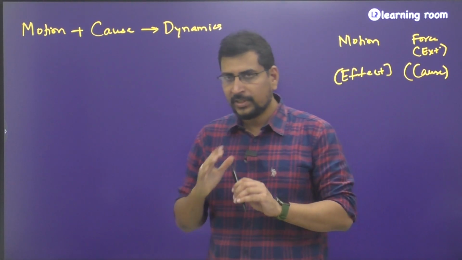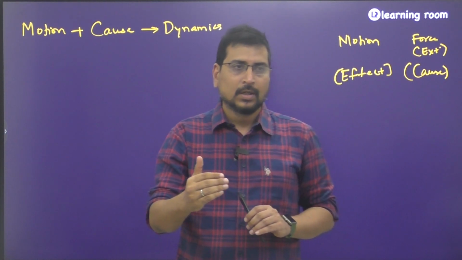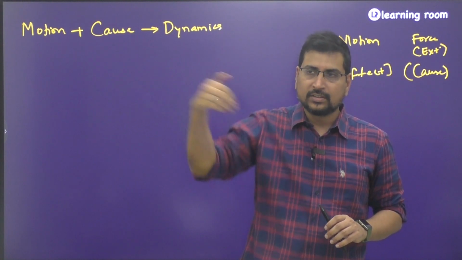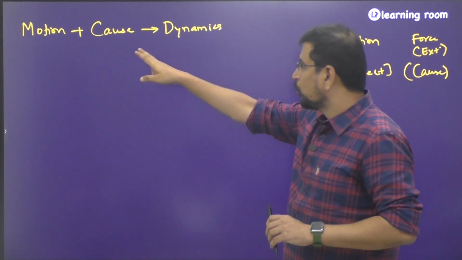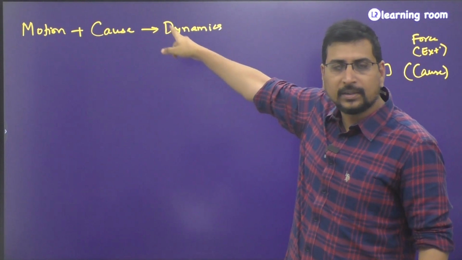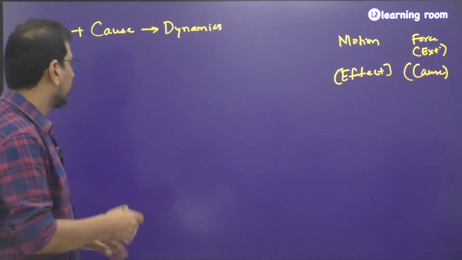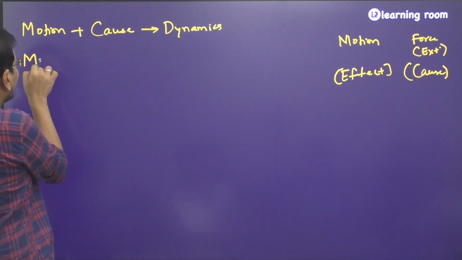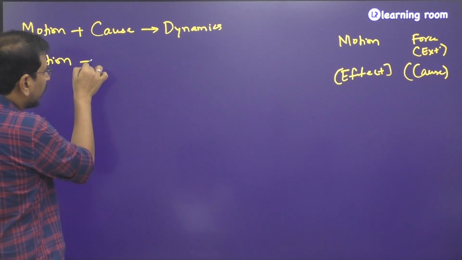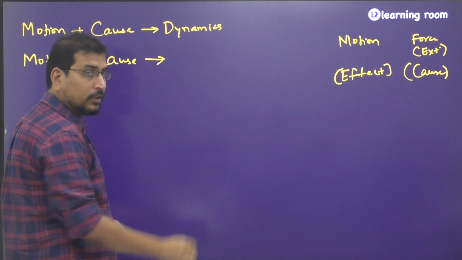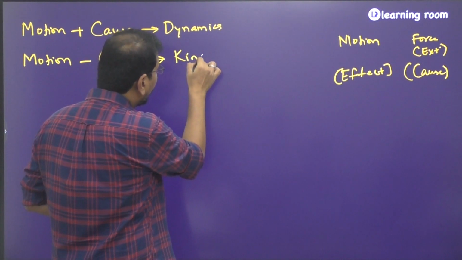So what you're doing is you're basically studying the motion of an object, but parallelly, what are you trying to understand? Who made that object move? That is the cause. If you're studying both these things simultaneously, you call that branch of physics dynamics. Then what is the other branch? That's what we need to understand. So I'm only concerned about motion, but I'm not concerned about the cause. This branch is called kinematics.